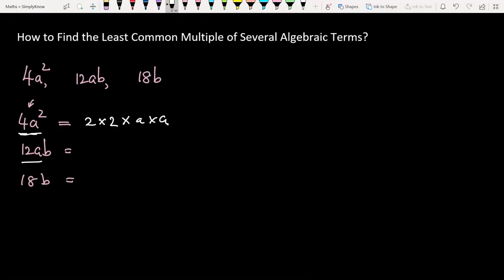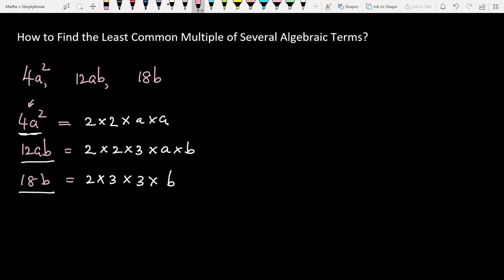Then what about 12ab? 12ab as a product of its factors is 2 times 2 times 3 times a times b. Then 18b as a product of its factors is 2 times 3 times 3 times b.